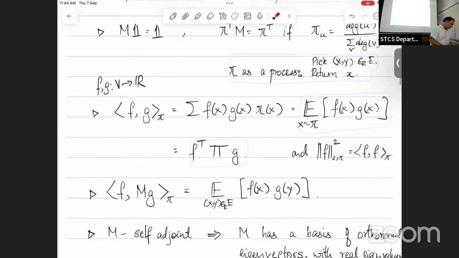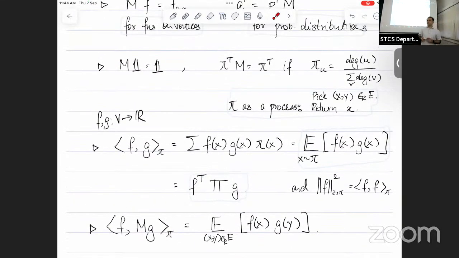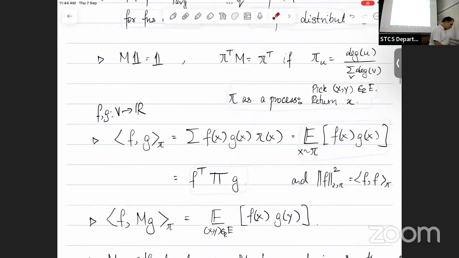Okay, and now comes the bilinear form. The inner product would have made sense for any probability distribution pi, but it's convenient to work with the stationary distribution because under it, the vectors you care about will be orthogonal. Now finally, I want to talk about the bilinear form defined by the matrix M. It has a nice interpretation: if you pick an edge xy at random and look at the correlation of f and g on the two endpoints, that's exactly what this bilinear form captures.